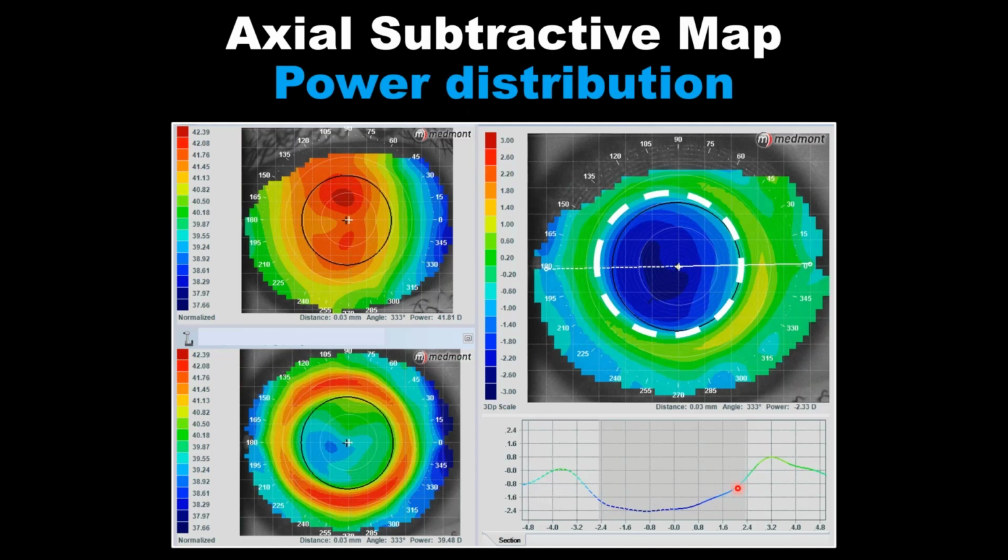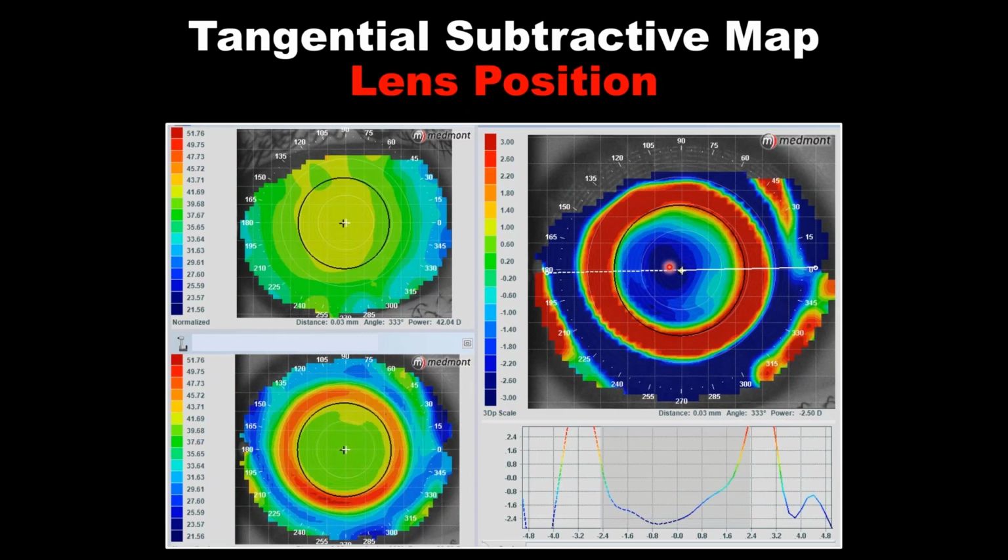You'll also notice that the blue treatment zone appears a little bit temporal, and that's what the elevation map and the axial and the tangential map suggested to us, that the lens should want to position slightly temporal of the visual axis. Now let's switch over to the tangential map. This map does one thing and one thing only, but a very important thing, and that's to determine for us where the lens positions when the patient is sleeping.